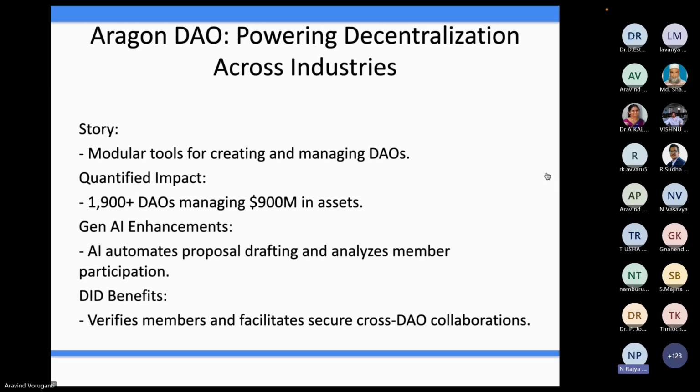Okay. So now let's continue with the next DAO, called Aragon DAO. What they do is enable DAOs to be created. Say, for example, you want to create your own DAO. Aragon facilitates modular tools for creating and managing DAOs. So rather than just a DAO, they are a DAO for DAOs. That platform has around 1900 plus DAOs, which are managing $900 million worth in assets.